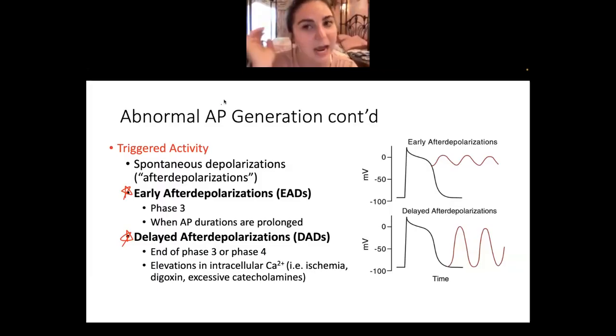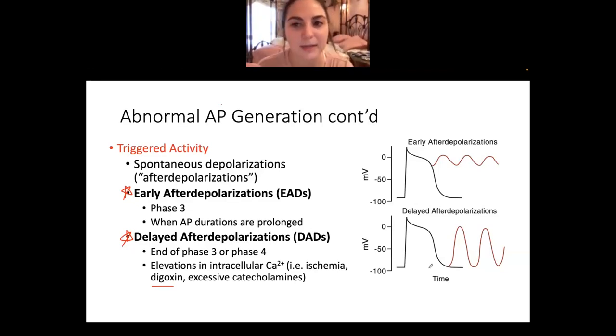So again, you can imagine these happening if you have something like a hyperkalemia. You can see it can get spontaneously depolarized. Or you can have a delayed one. Usually this is going to be because calcium is elevated. So calcium is elevated for whatever reason. The patient can be on digoxin. They can have ischemia, excessive catecholamines. Anything that's going to cause calcium to increase can be a trigger for a delayed afterdepolarization.